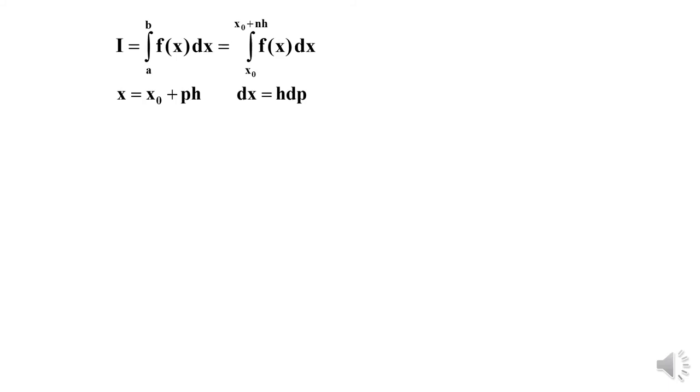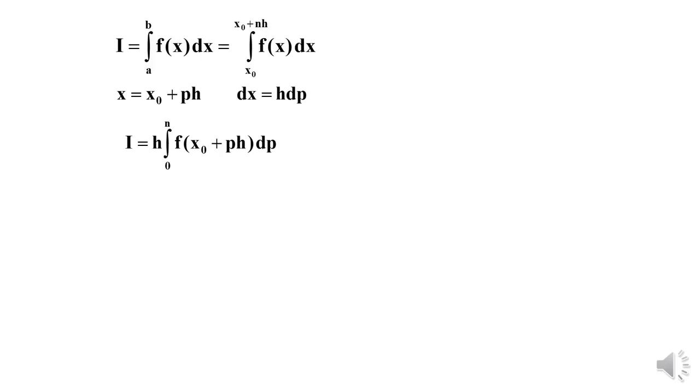So when we put x0, we get p equal to 0, and when we put x equal to x0 plus nh, we get nh equal to ph. It means p is equal to n. We substitute limits 0 to n and the value of dx is h dp. We put x equal to x0 plus ph, and we get this I.